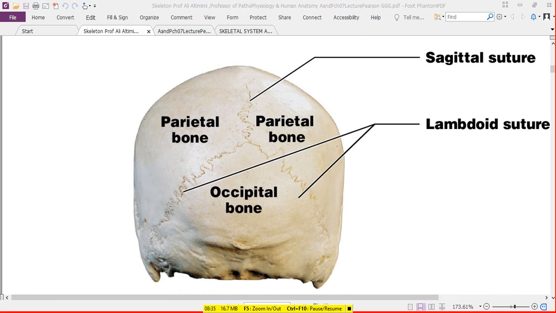And this is a posterior view of the skull. We can see a sagittal suture, a suture between parietal bone. We have 2 parietal bone, left and right, and between there is a sagittal suture. And we can see also a lambdoid suture. This is a lambdoid suture, the suture between occipital and parietal bone.